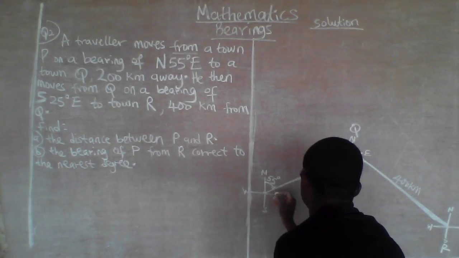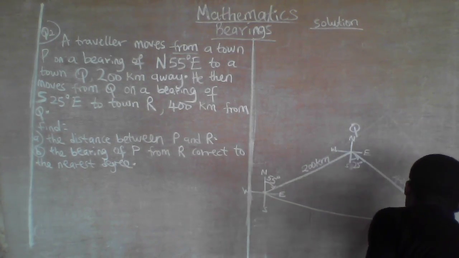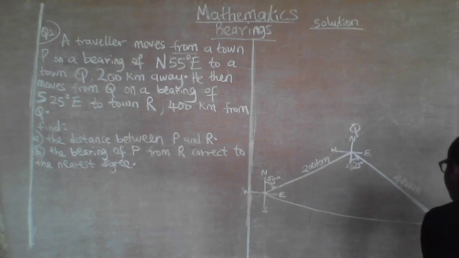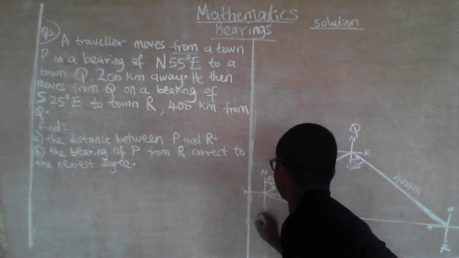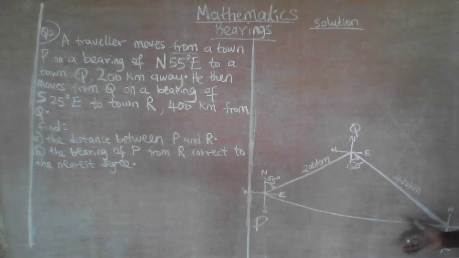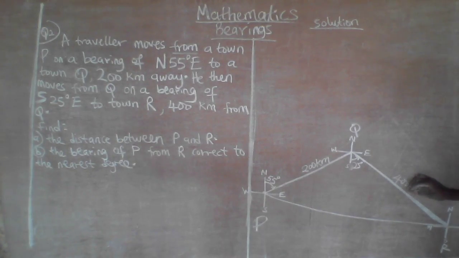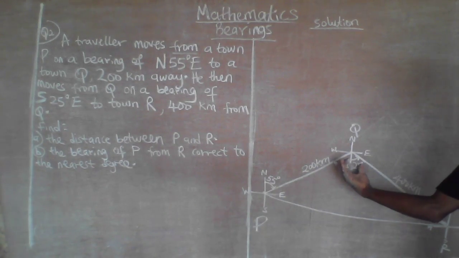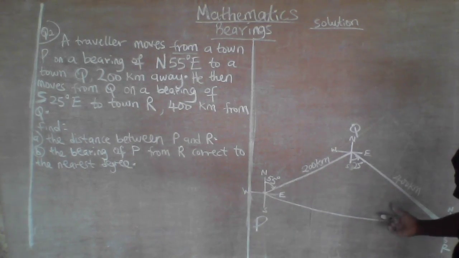Then I join. Now, looking at this triangle, this is town P, town Q, town R. I have two sides here, and I can calculate the value of this triangle, which means I can use the cosine rule.